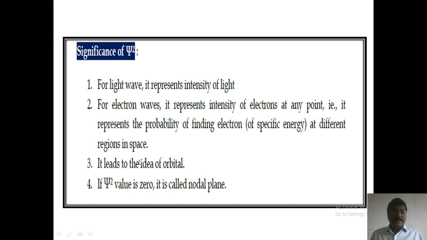Dear student, it is easy to understand after a number of times practice of the derivation. It becomes easy to write the derivation of the Schrodinger wave equation.